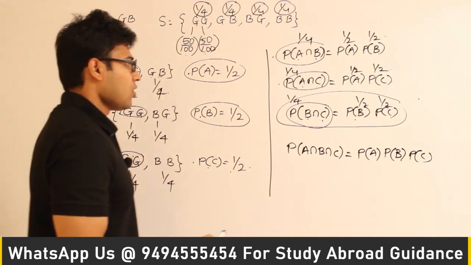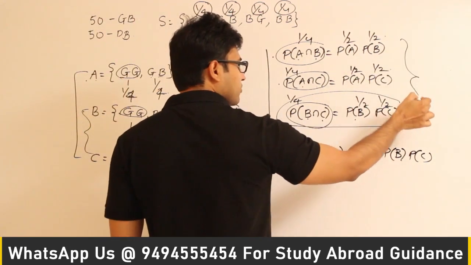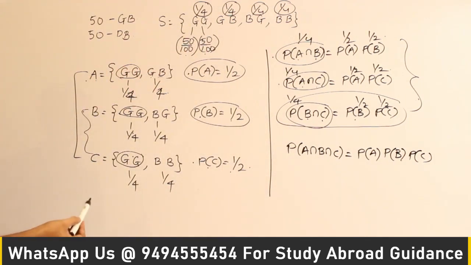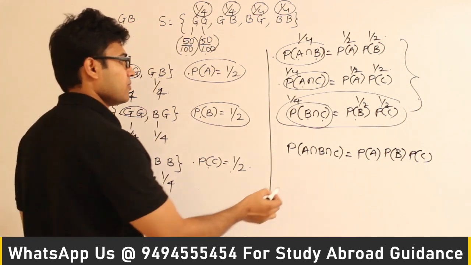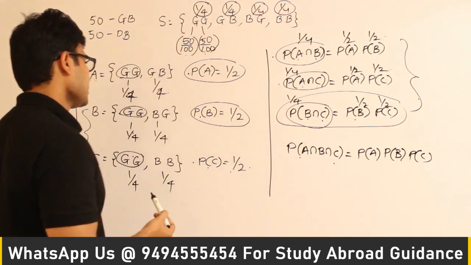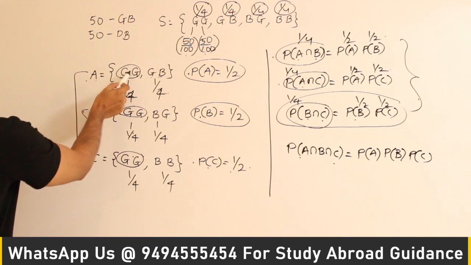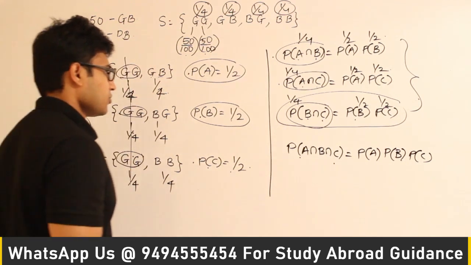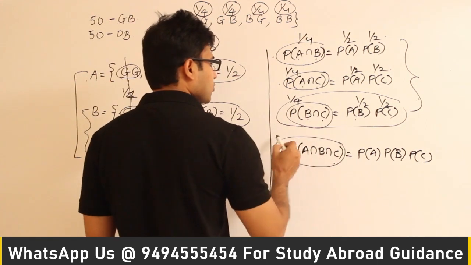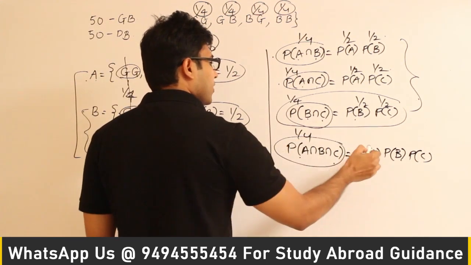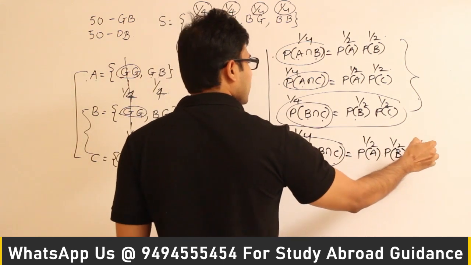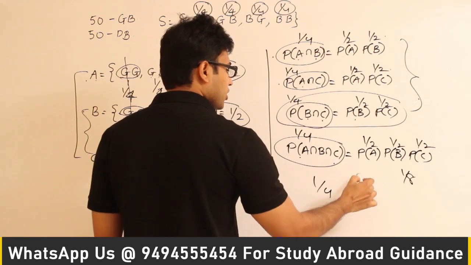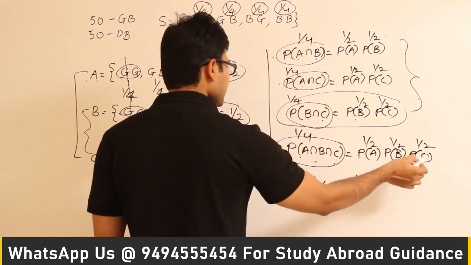Now all the three events are actually pairwise independent, but then you cannot say that they are all independent events, because you have to verify this last formula as well. Now what about P of A intersection B intersection C? A intersection B intersection C is going to contain the event good and good, right? So the probability of having two good bulbs is 1 by 4. Now what about this 1 by 2, 1 by 2, 1 by 2? Right hand side is 1 by 8, left hand side is 1 by 4, and both are not equal. Therefore this formula is not satisfied.